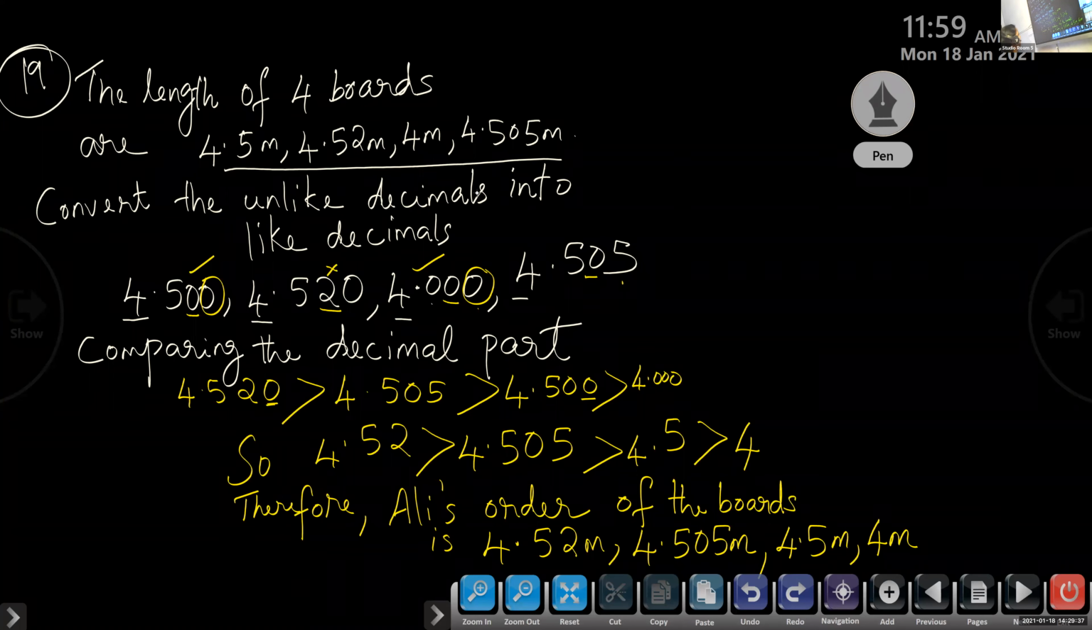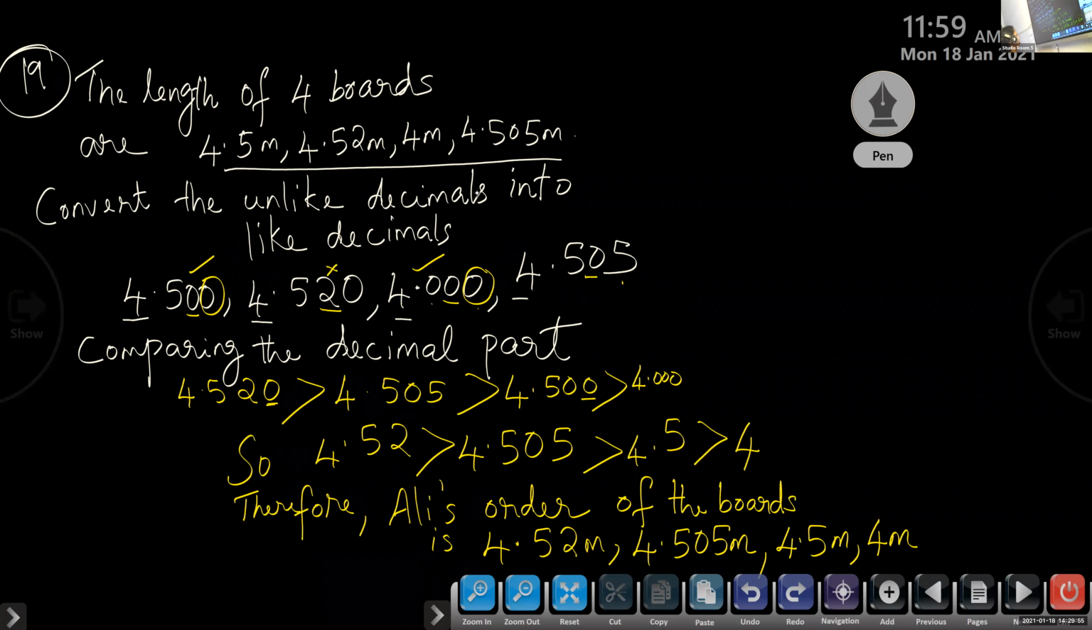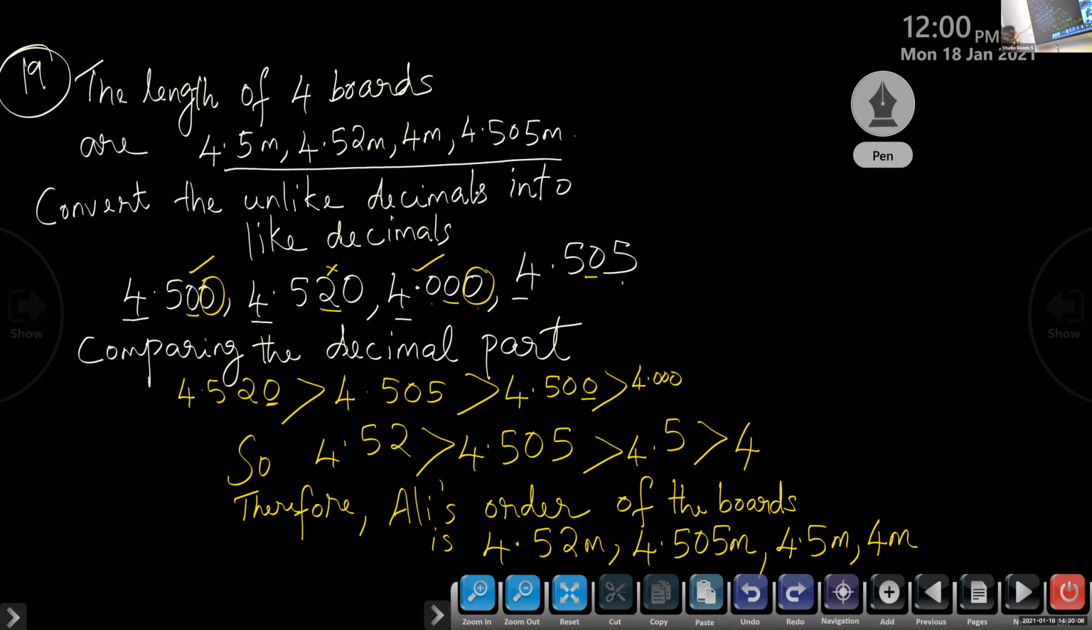So for that, first we are comparing unlike decimals. To compare, our first step is to make them into like decimals. So that same question, 4.5 meter and all, we will convert into like decimals: 4.500, then 4.520, 4.000. Then we have the last one, 4.505. Now comparing, the integral parts are same. We have just started comparing the decimal part.